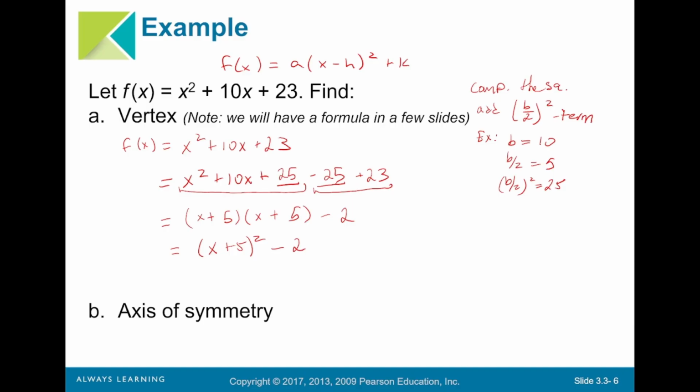So now we can see our h and our k. But remember, this is of the form minus h. So this is really x minus negative 5 squared, because a minus and negative makes a plus. So we break that out, minus 2. So then we know that our vertex is negative 5, comma, negative 2.